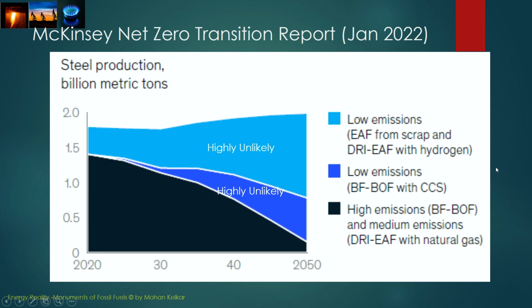If you examine the McKinsey Net Zero Transition Report, which was published in January of 2022, it shows that to achieve net zero emission, the two important processes which are required are: one is use of hydrogen as a reducing method rather than coal, and then CO2 sequestration. And both these methods are not commercial today and will not become commercial for a while.